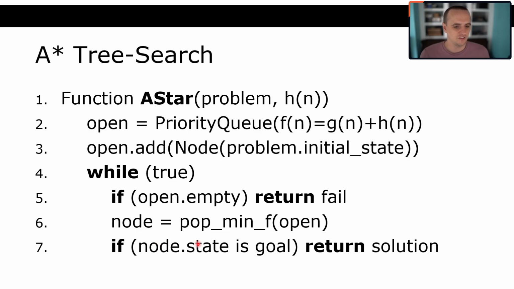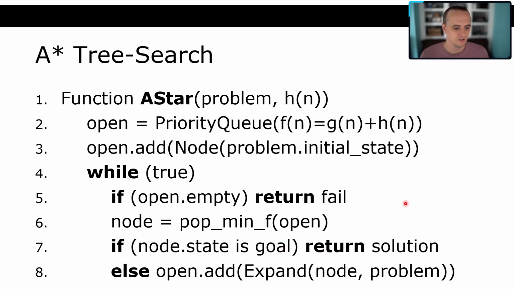If the node's state is the goal, then we've found the solution. Otherwise, we just expand that node and add it to the open list. And this is almost exactly breadth first search. The only difference between this and breadth first search, or this and uniform cost search, is which node we pop off the open list.